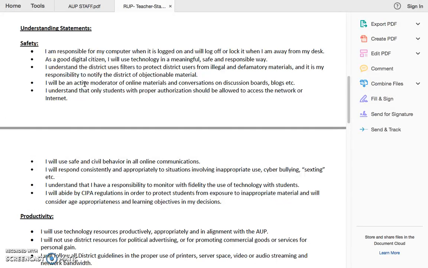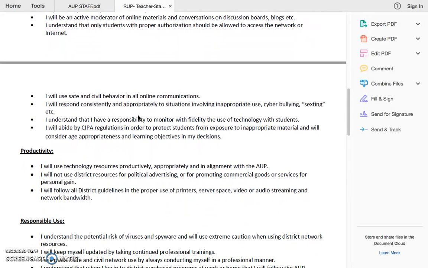With the use of technology, staff members must monitor it, especially discussion boards and blogs, to cut down on cyberbullying and also to make sure students are using these tools appropriately. Students should only be allowed to access the network or internet with proper authorization. Staff is expected to be civil and safe online.